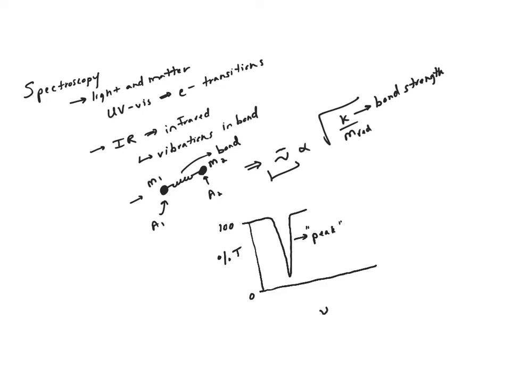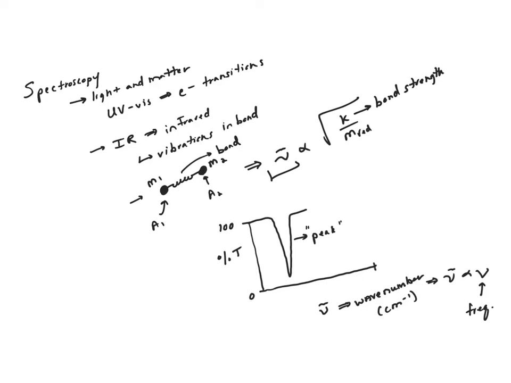We call this wave number. It had units of inverse centimeters, but essentially wave number and frequency were directly proportional to one another. So we can imagine that wave number was essentially the same thing as frequency, even though that's not technically correct, but they're directly proportional. So the higher the frequency, the higher the wave number.